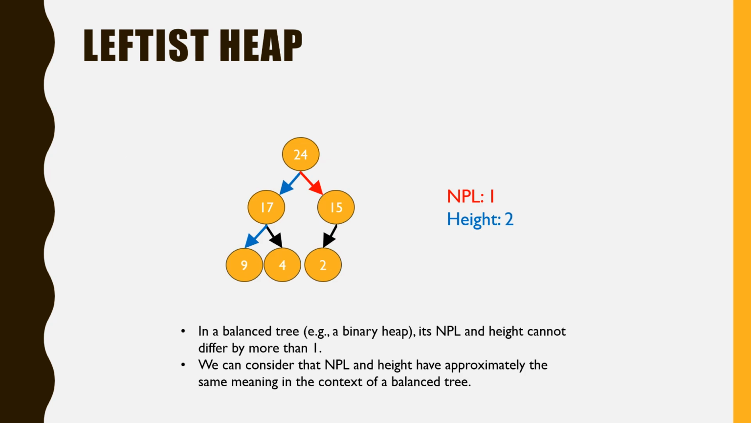In a balanced tree, such as a binary heap, all root-to-leaf paths have approximately the same length. In this case, the height and the NPL of the tree differ by at most 1 and essentially refer to the same value. For example, for the binary heap shown here, its height is 2, as indicated by the blue path. Its NPL is 1, as indicated by the red path. Since the tree is balanced, the difference between them is minimal.